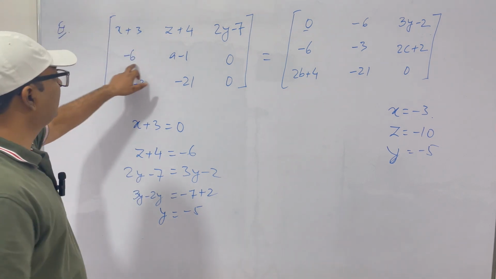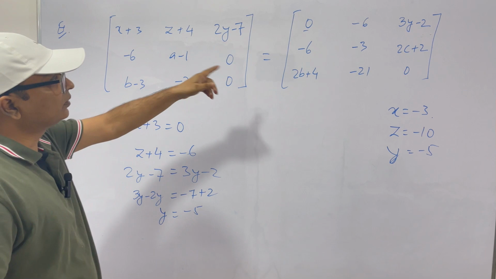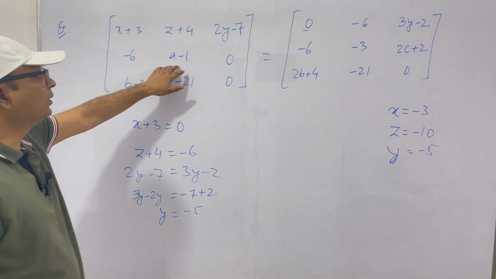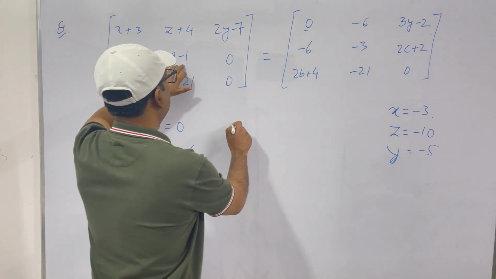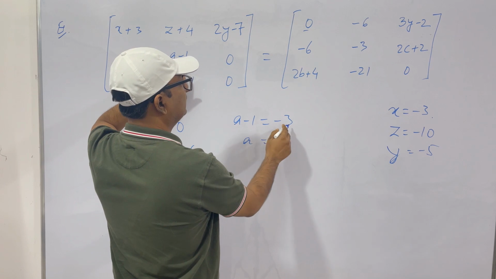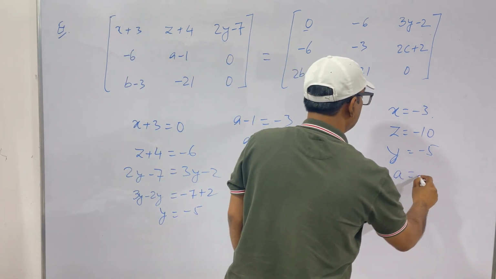Then we have a minus 1 here, that is the second row, second column. There we have minus 3. So obviously if the two matrices are equal, this is equal to this. So a minus 1 is equal to minus 3. So a is what? This goes to this side plus, so this is minus 2. So a is minus 2.